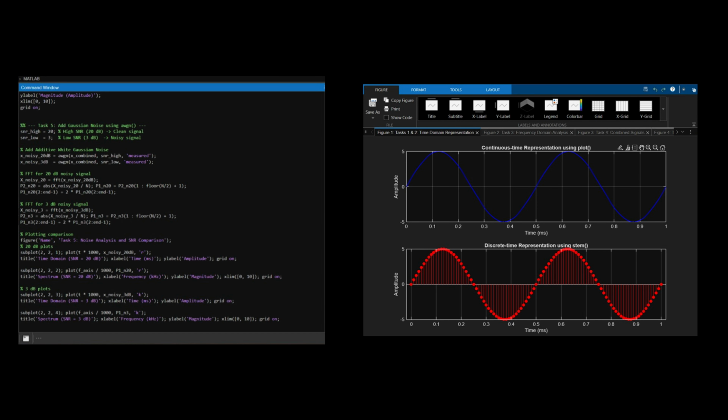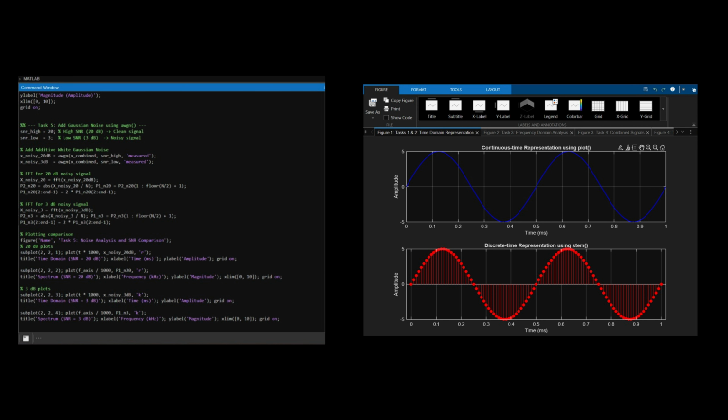To visualize this generated signal, we look at this part. The top subplot shows the continuous-time representation of our 2 kHz sine wave plotted using MATLAB's standard function. It yields a clean, perfect wave with a peak amplitude of 5.